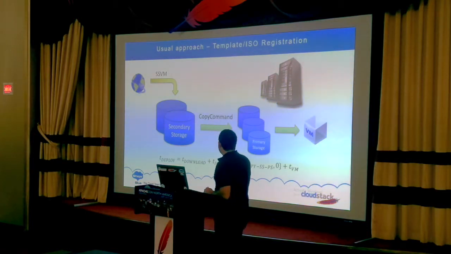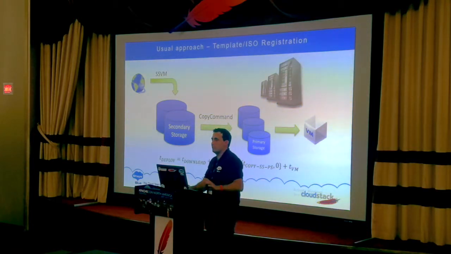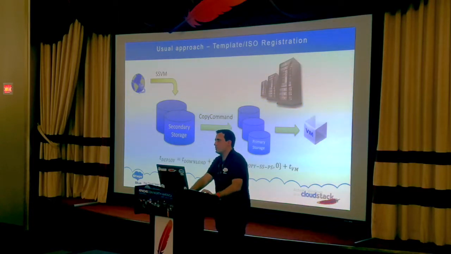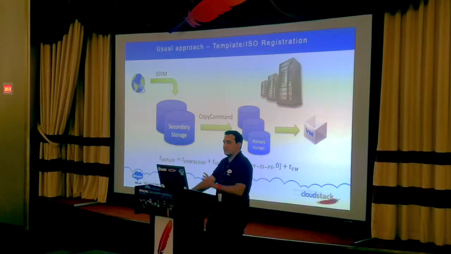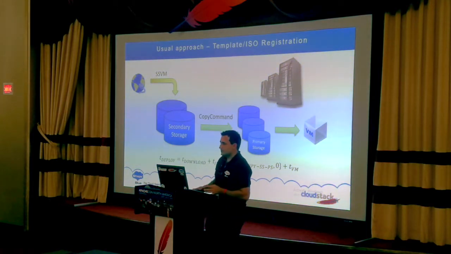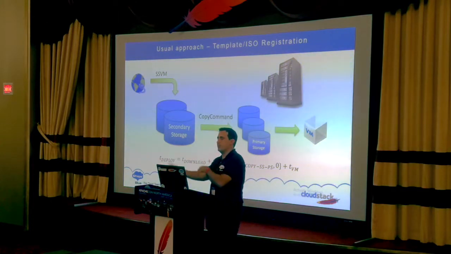In this diagram, I try to represent how the usual template registration process has been working for several years. We can see that the secondary storage VM is the one which has the task to download the template, and then that template gets stored into secondary storage. When a user would like to deploy a VM from that template, and that template is not on primary storage, we'll need to copy that template into primary storage.